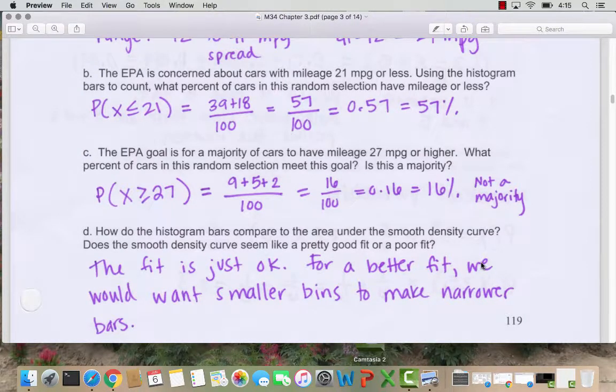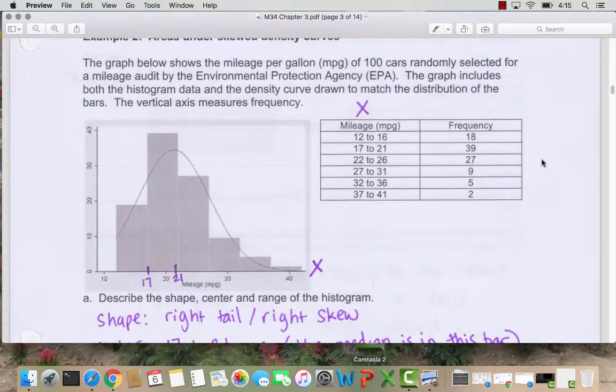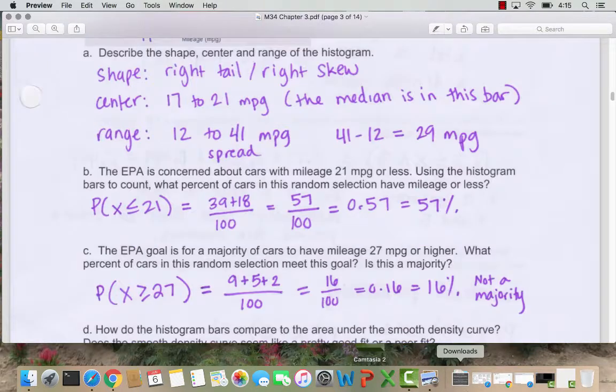So the EPA is concerned about cars with mileages 21 miles per gallon or less. Using the histogram bars to count, we can figure out what percent of cars in this random selection have mileages 21 miles per gallon or less. Counting up the column values, we can add up 39 and 18 to get 57 out of 100, or 0.57, or 57% of cars have mileage 21 miles per gallon or less.